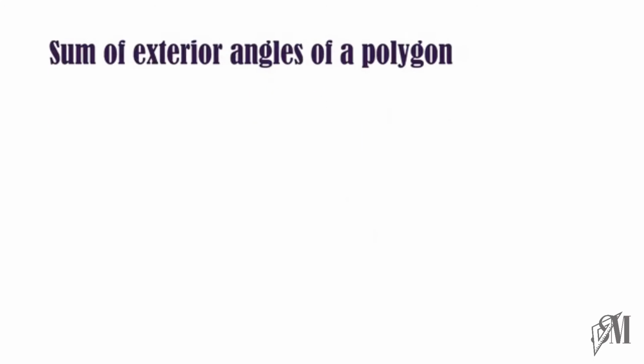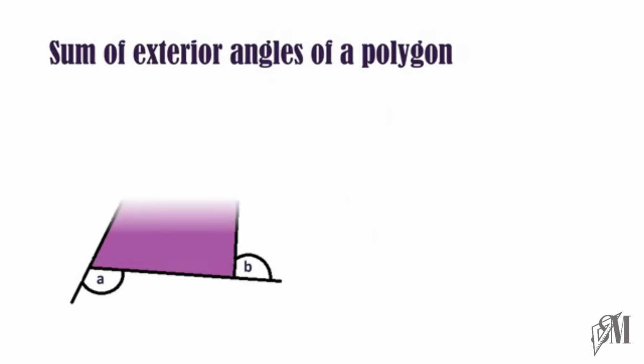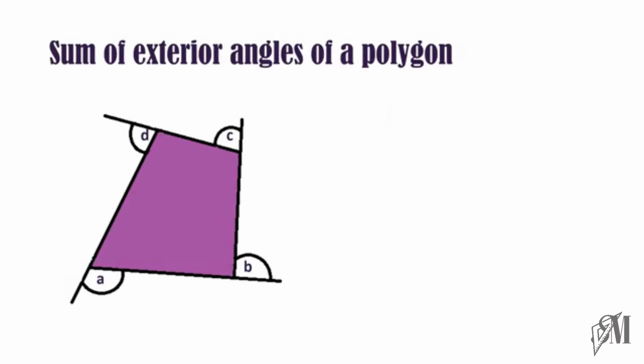Right. Now we are going to look into the sum of exterior angles of a polygon. Now look at this polygon. This is a quadrilateral. I have extended the sides of the quadrilateral and marked the exterior angles as A, B, C, D. So these are called the exterior angles of a polygon. For any polygon, if you extend the sides, the angle forming outside the polygon is called an exterior angle.